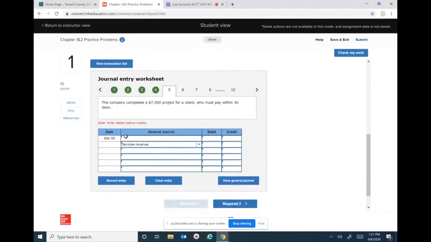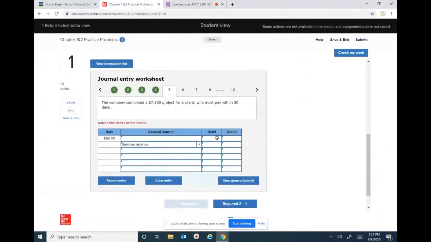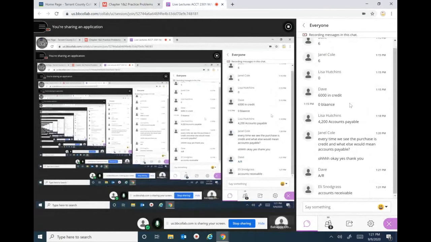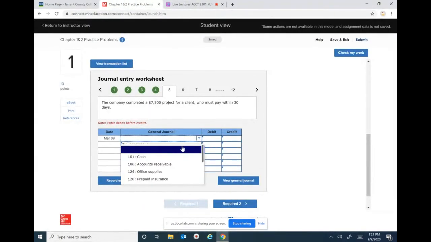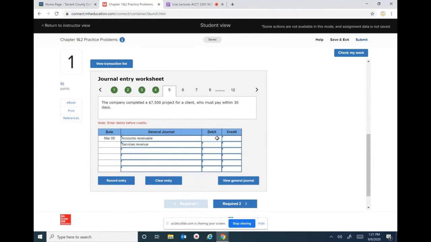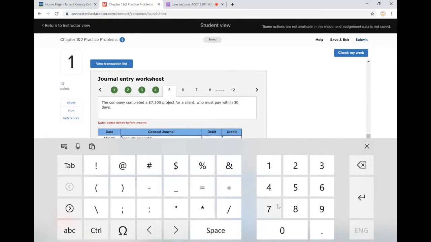But let's see, what should I debit? So see how it says they completed the services for a client. The client must pay within 30 days. So Dave says accounts receivable and Eli says accounts receivable. And guess what? You are perfectly right. So I'll debit accounts receivable, $7,500. And then I will credit service revenue the same amount.